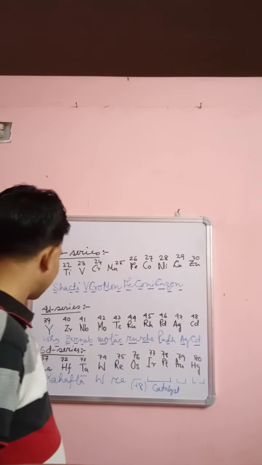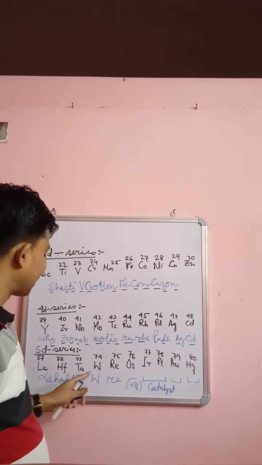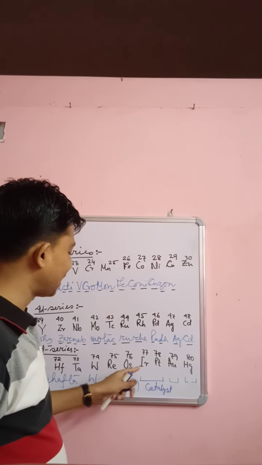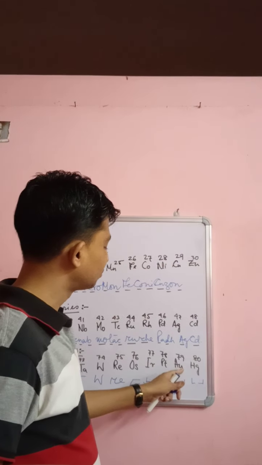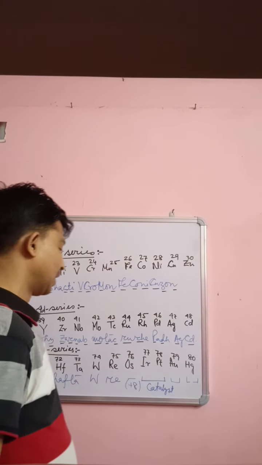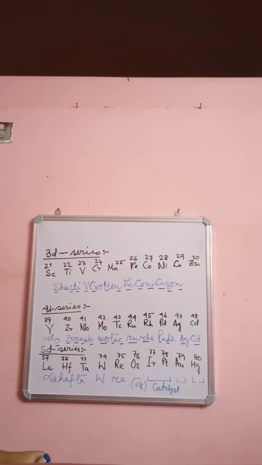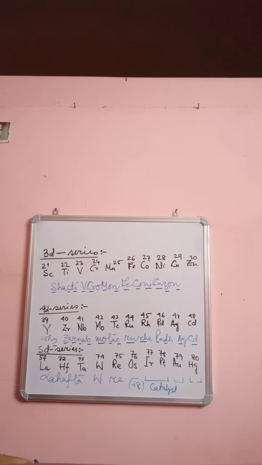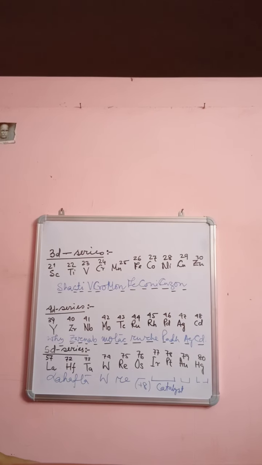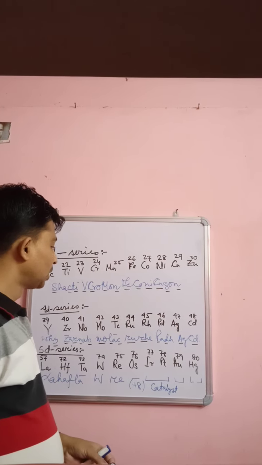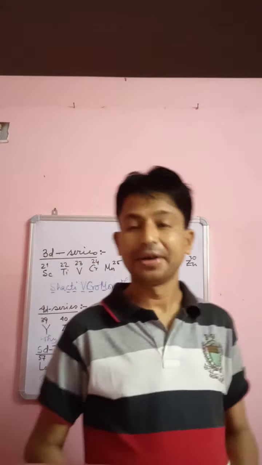So from this you can get lanthanum, hafnium, tantalum, tungsten, rhenium, osmium, iridium, platinum, gold and mercury. So I think with this you can have the 30 elements of the D block family in your grip.